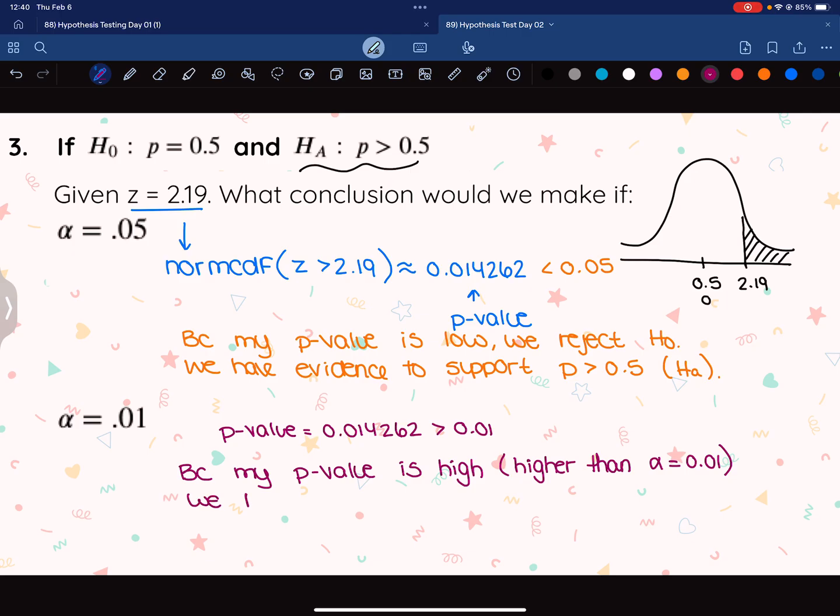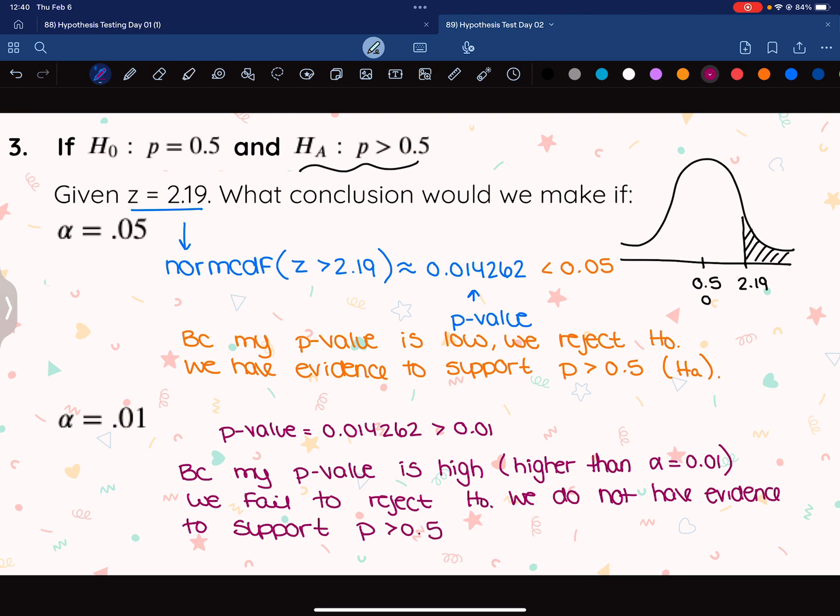We fail to reject H0, that no, we do not have evidence to support p is greater than 0.5. And again, context would really come into play in that case.